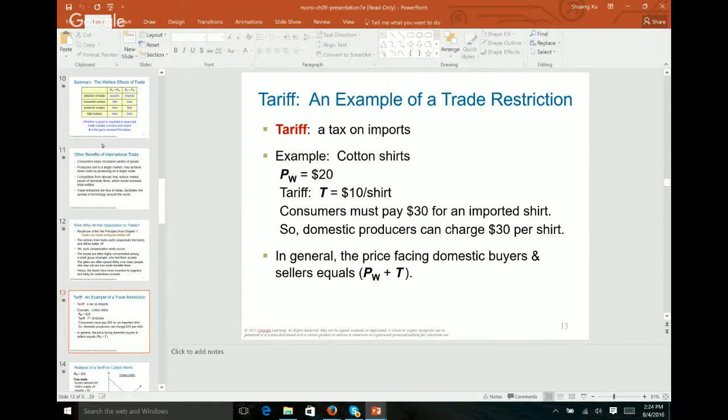So with the import tax, it will increase the price the buyer pays for the good. So for example, if the price of a cotton shirt is only $20 per piece, and then you put a $10 tariff on there, the final price for the cotton shirt will be $30 per piece. So with the tariff, the price the consumer pays will be increased.